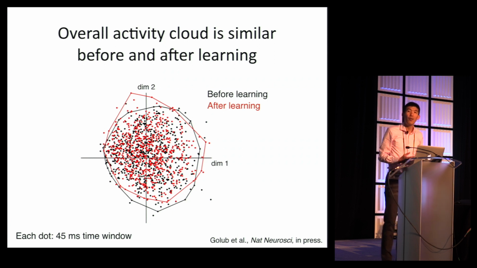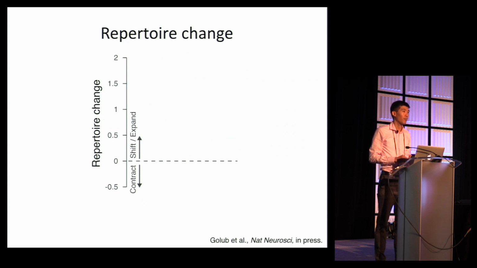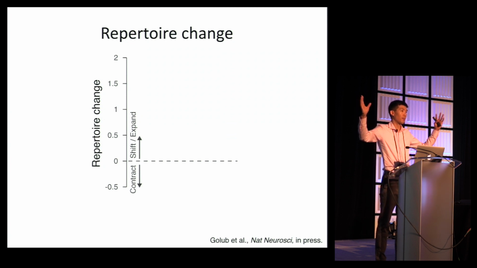We used two main quantifications. The first is repertoire change, which is what's plotted along the vertical axis here. Zero means that the cloud is rock solid. A positive repertoire change means that the cloud either shifted or expanded, and a negative repertoire change means that the cloud contracted.